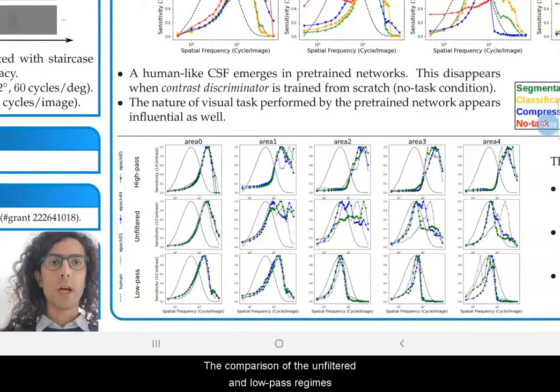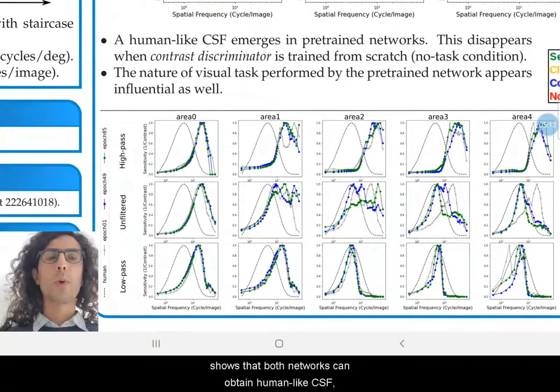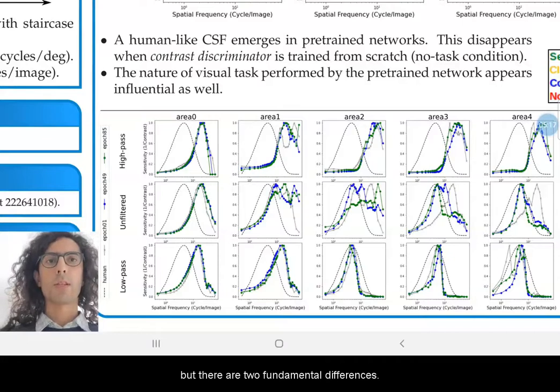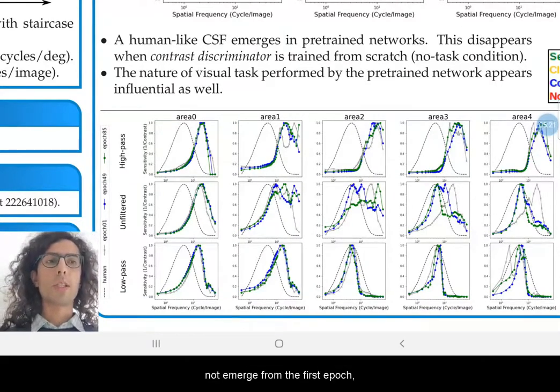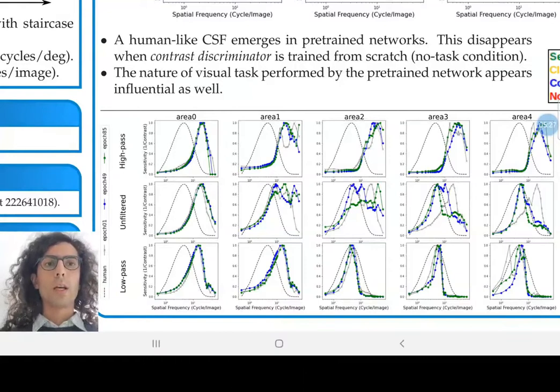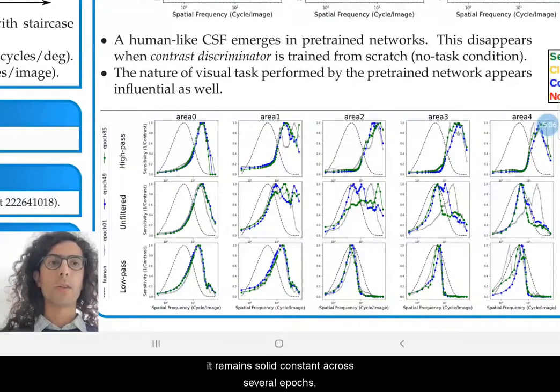The comparison of the unfiltered and the low-pass regimes shows that both networks can obtain a human-like CSF, but there are two fundamental differences. With the unfiltered images, the CSF is noisy and does not emerge from the first epoch; it requires dozens of epochs to reach that. Contrary to that, the human-like CSF appears from the first epoch in the low-pass regime. It remains solidly constant across several epochs.